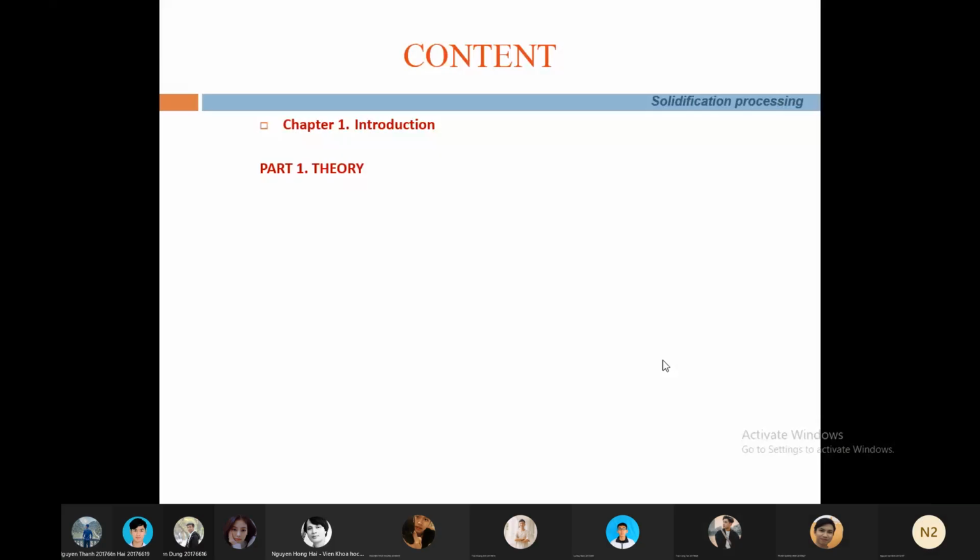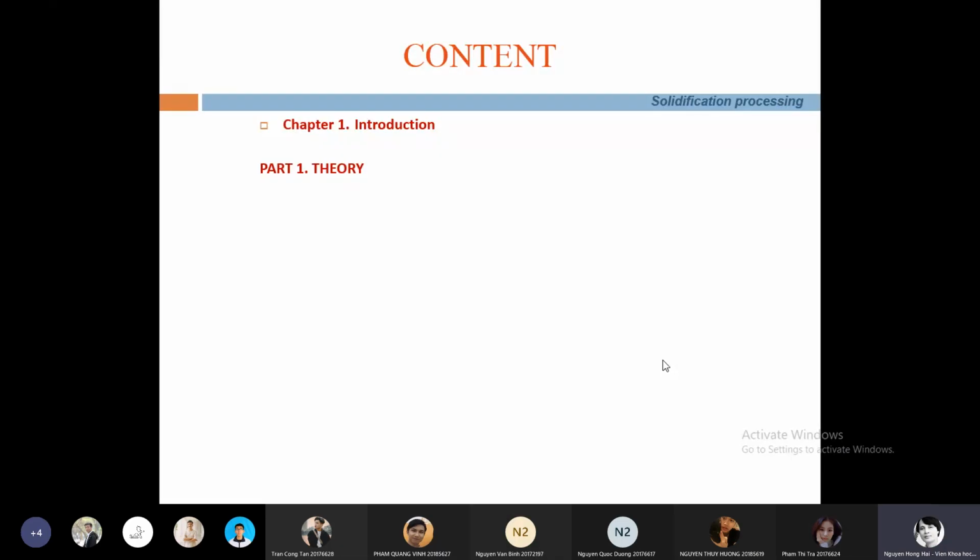The part on the theoretical basis of the solidification. Theory. Chapter 2, thermodynamics of solidification. We repeat and extend something from the previous course, kinetic processes in materials. We review and extend the content of this chapter. Then nucleation, chapter 3, and then the solid-liquid interface.